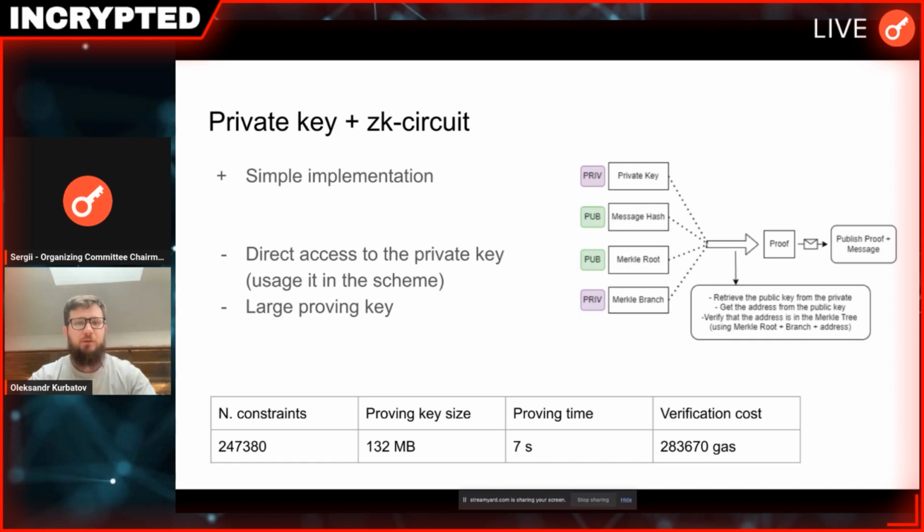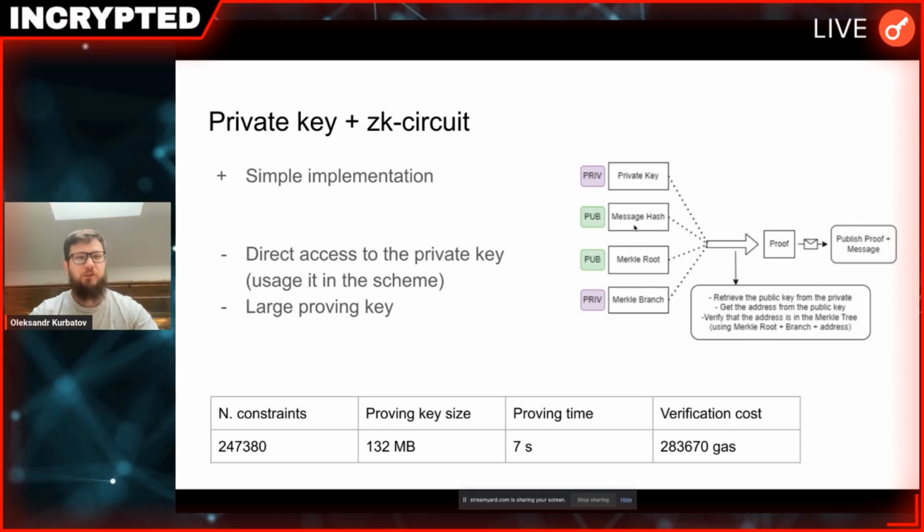Okay, yeah, thank you. So in the first case, we have some circuit with 2 private inputs and 2 public ones. The private ones are the private key and Merkle branch. The public ones are the message hash and Merkle root. That's the simplest model we can implement, and you can see that the verification cost is not much. Proving time is also small. The proving key is not so small, but anyway you can upload that to your web browser, to any application, so it shouldn't be a big deal.